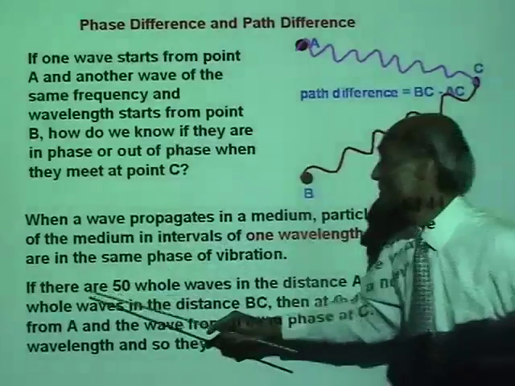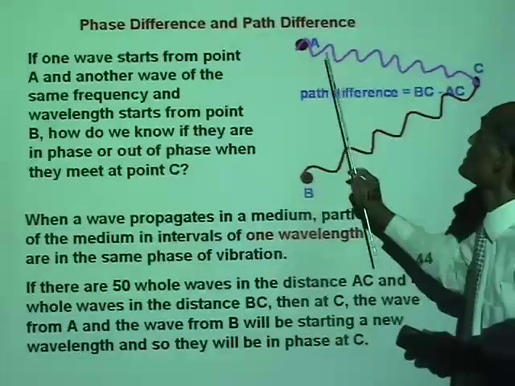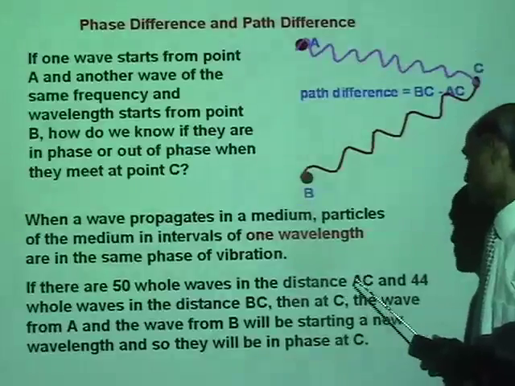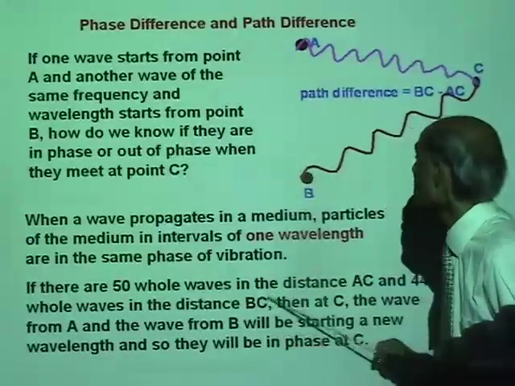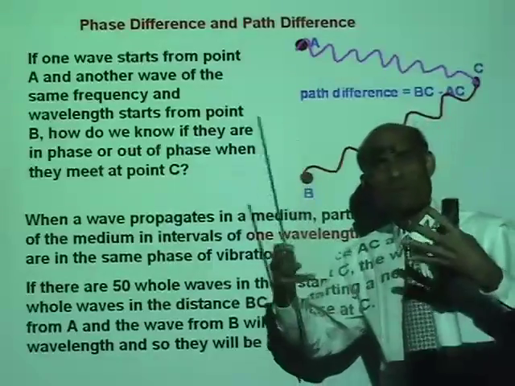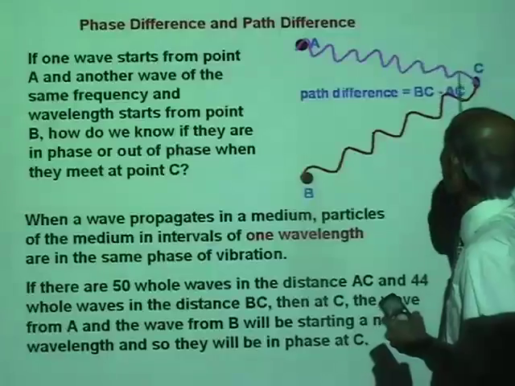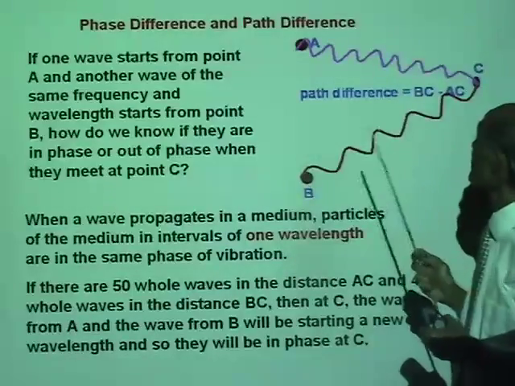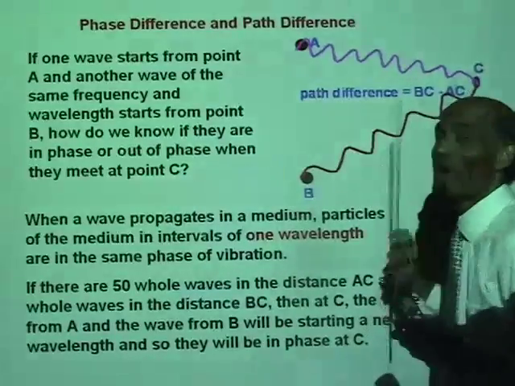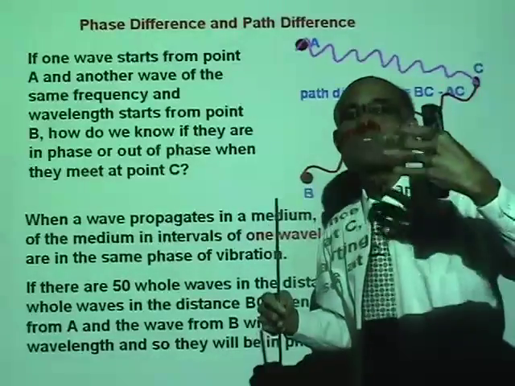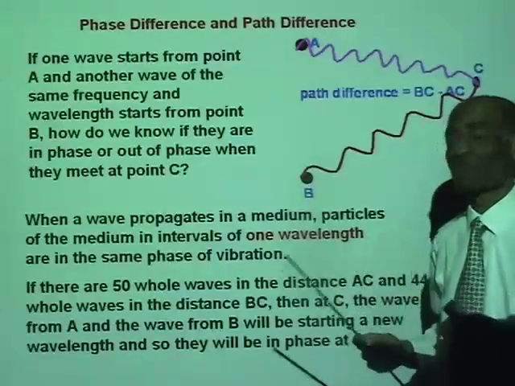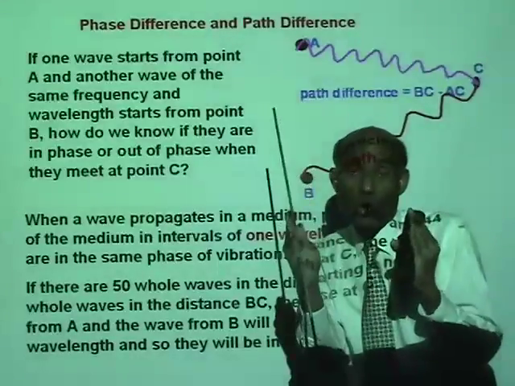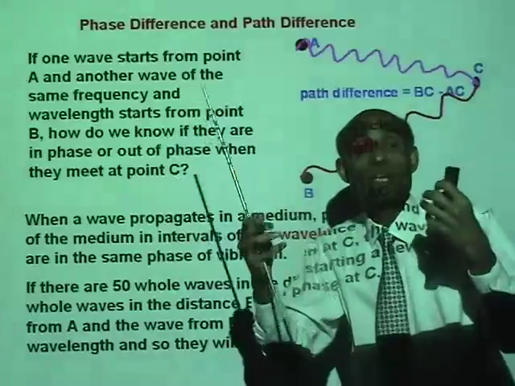If there are 50 whole waves in the distance from A to C, and 44 whole waves in the distance from B to C, I'm just giving you some numbers. Tell me, will those waves meeting at C be in phase or out of phase? Well, they will be in phase because all whole number differences in wavelength will be in phase.